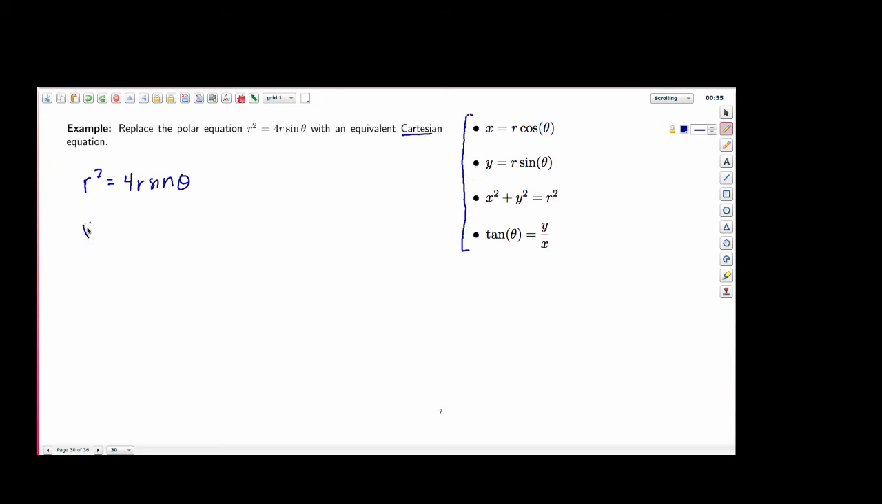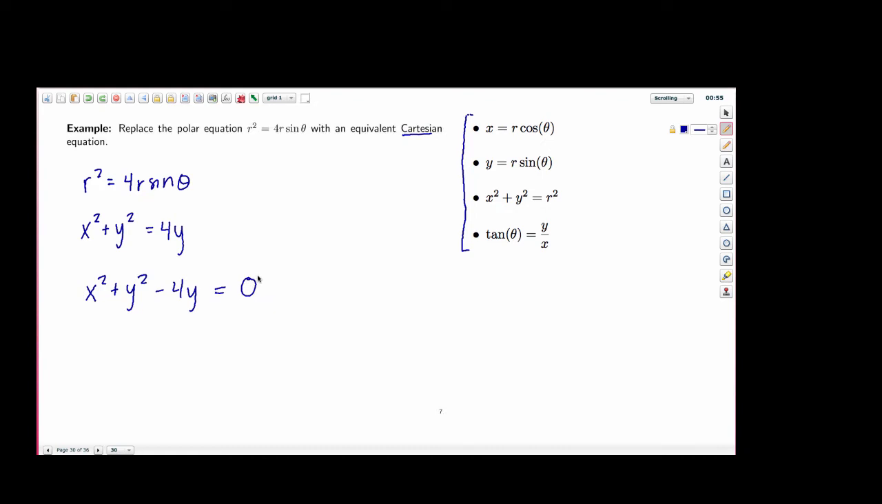Notice that the r squared I'm going to rewrite as x squared plus y squared, and the 4 just stays. R sine theta I can rewrite as y. So we get x squared plus y squared equals 4y, and we could put a box around this and be done, but what I'd like us to do is identify what this is actually the graph of. This is going to be useful for us as we move forward. So I'm going to pull this 4y over. I get minus 4y equals 0.